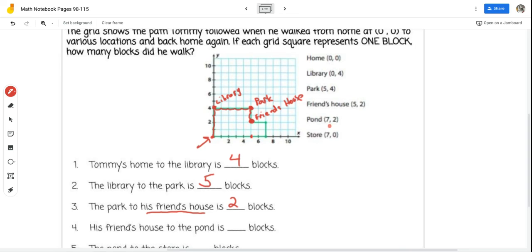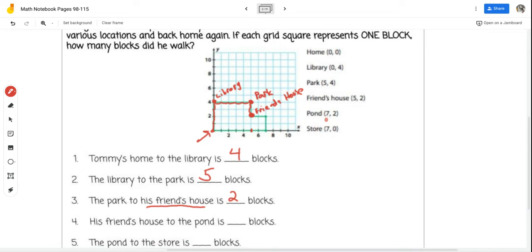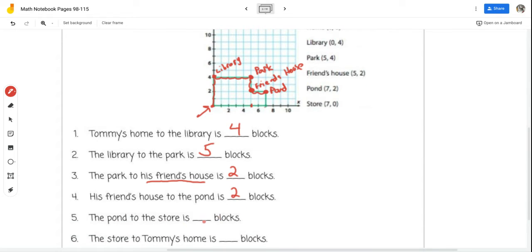Now from his friend's house to the pond is 7, 2. So that's 7 on the x-axis, 2 on the y. There's the pond. He's going 2 blocks to get to the pond. And then finally, he's going from the pond to the store. The store is 7, 0. So 7 on the x-axis, 0 on the y. So here's the store right there. From the pond to the store, that's also 2 blocks.